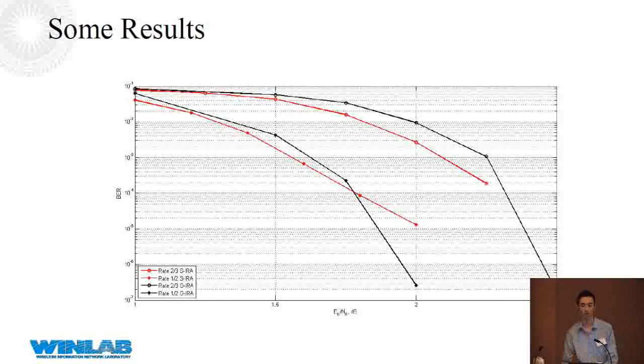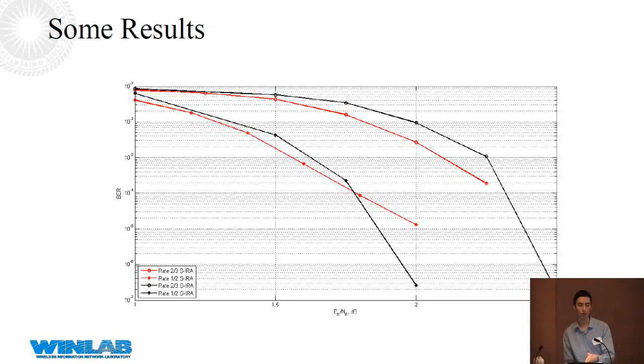So the rate 2/3 codes we can see have a pretty big gap in their performance, indicating that something good happened. We have a good amount of gain that we get when moving from a higher rate code to a lower rate code. And the same thing happens from a rate 2/3 code to a rate 1/2 code.